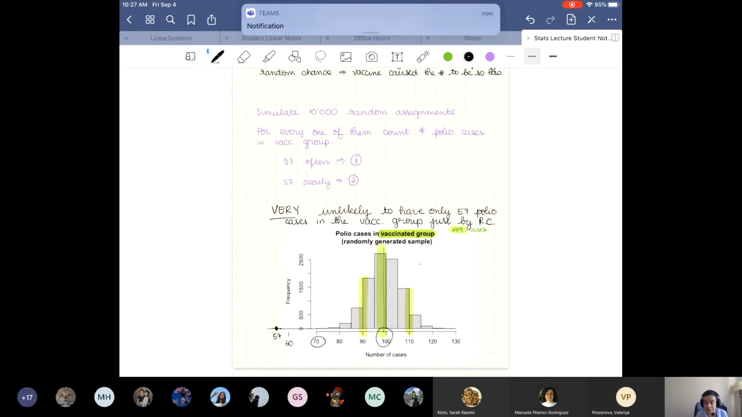So the vaccine seems to be the reason for the low number, and therefore we can say, okay, it seems like this is the reason, and the vaccine was effective. So the vaccine decreases the probability.